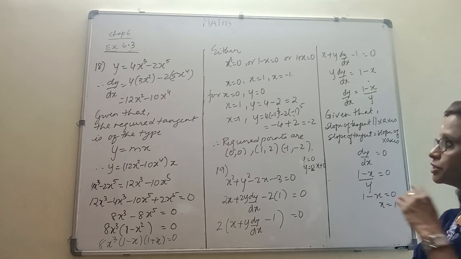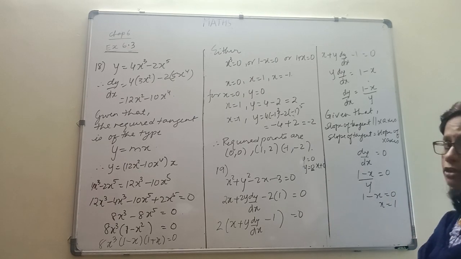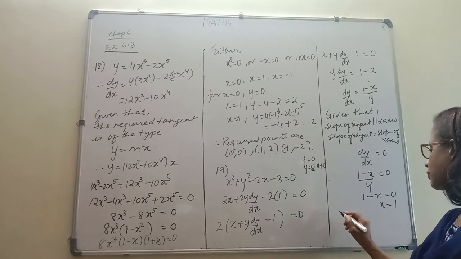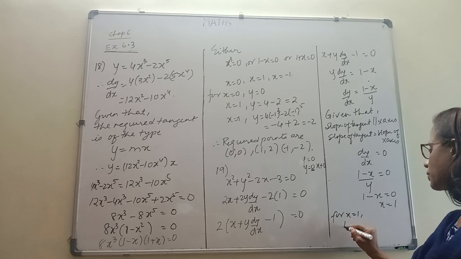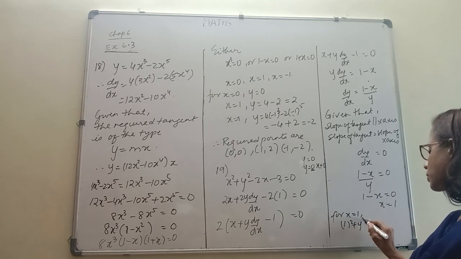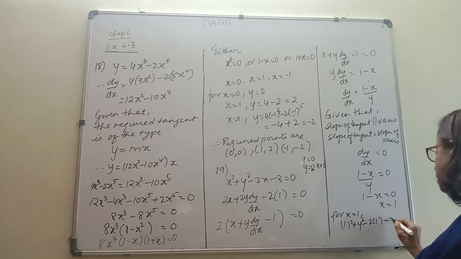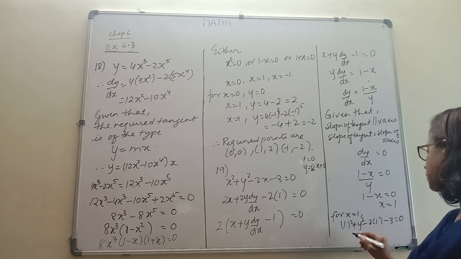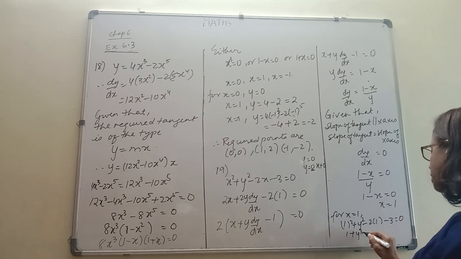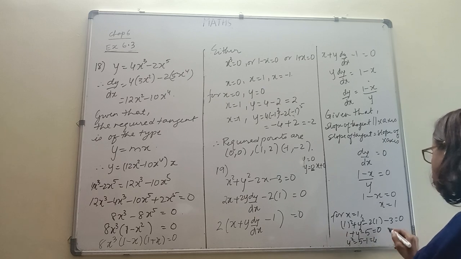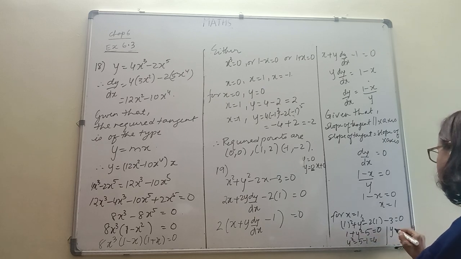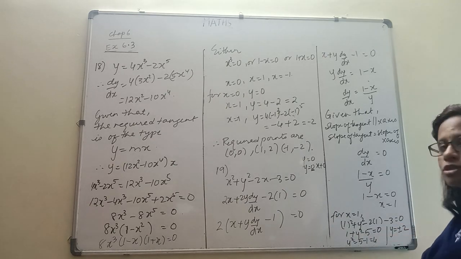You've got the value of x, which we are going to substitute so as to get the values of y. So let's take x equal to 1. 1 squared plus y squared, which we don't know, minus 2 into 1 minus 3 equal to 0. This is 1 plus y squared minus 2 minus 3, which is minus 5. Taking it to the other side, 5 minus 1 is 4. So if y squared is 4, y will be plus or minus 2.